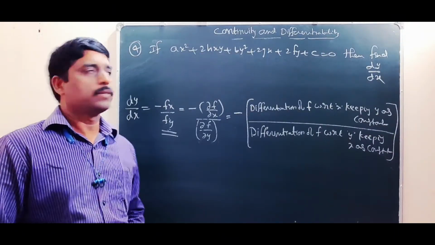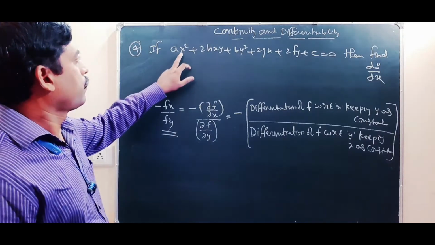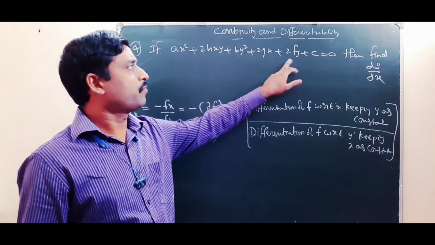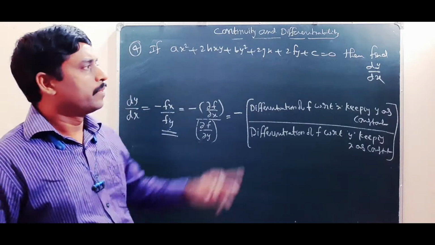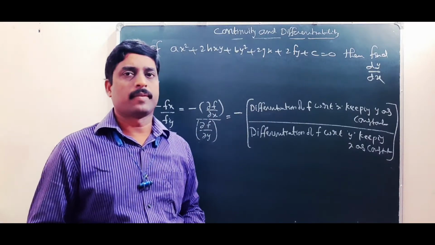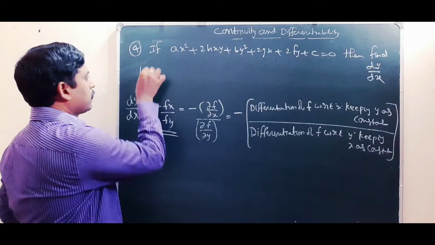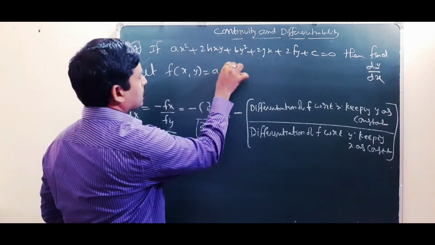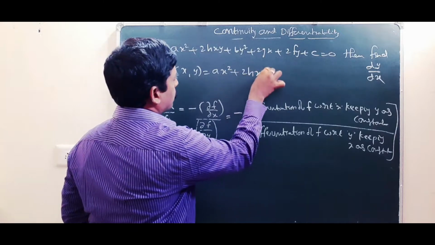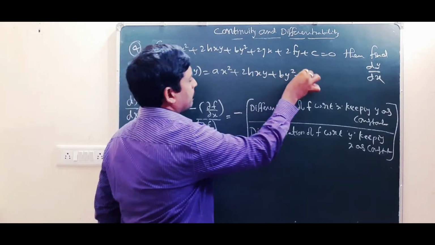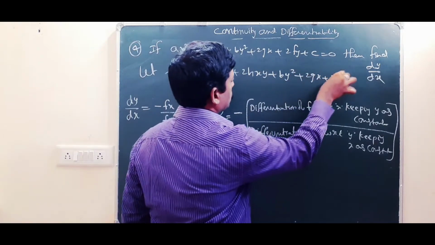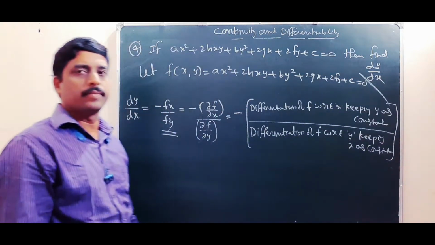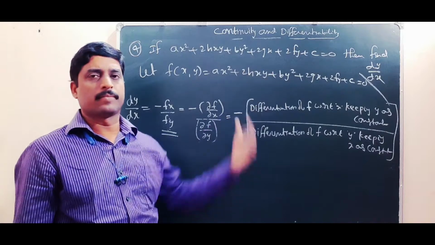Okay, now moving on, next question. If ax² + 2hxy + by² + 2gx + 2fy + c = 0, then find out dy/dx. Let us take the given statement as f(x, y) = ax² + 2hxy + by² + 2gx + 2fy + c = 0. This is the implicit function.